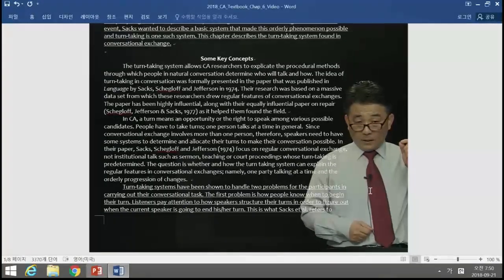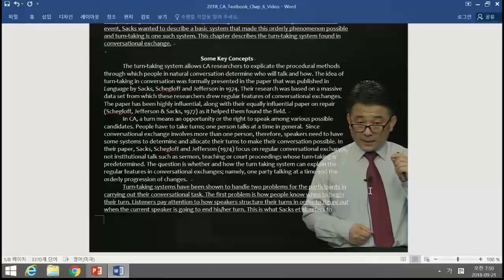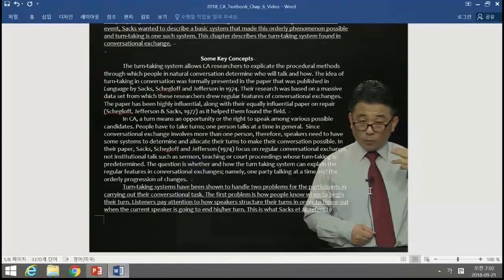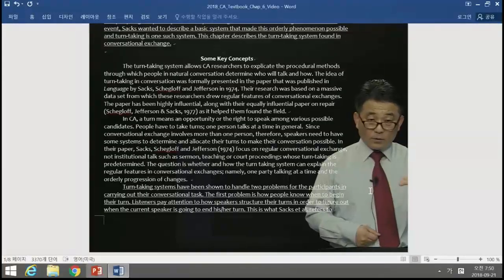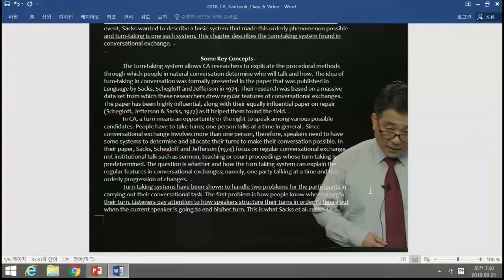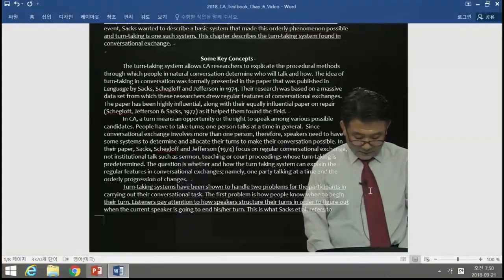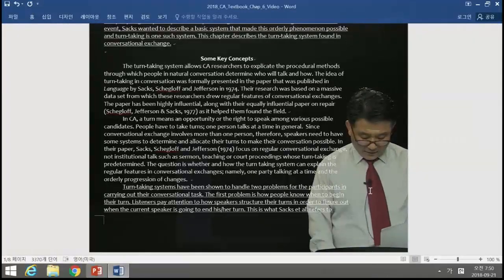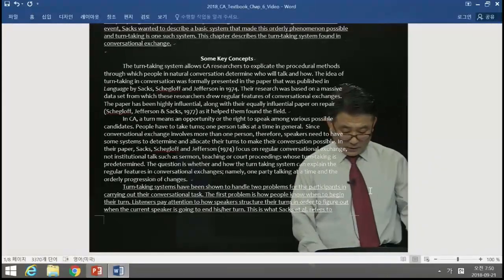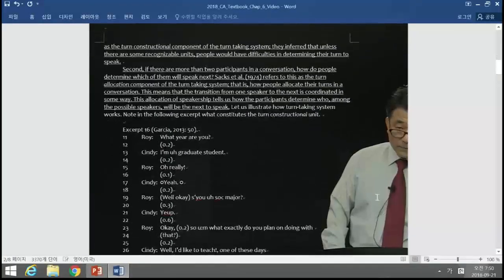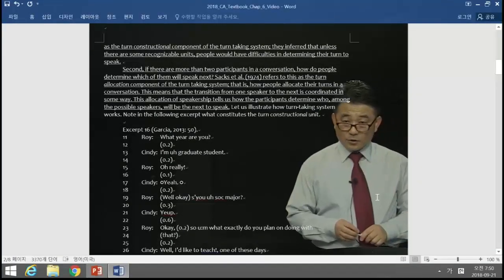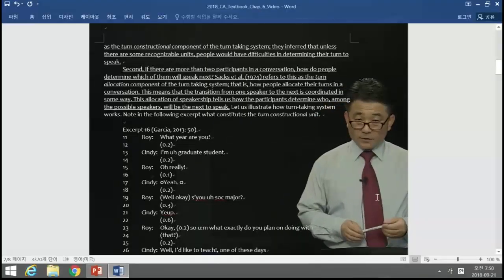So, if you want to speak next, then you have to figure out when the current turn by the current speaker is going to end. Then you can start your talk. This is what Sacks et al. refer to as the turn constructional unit, the turn constructional component of the turn-taking system.